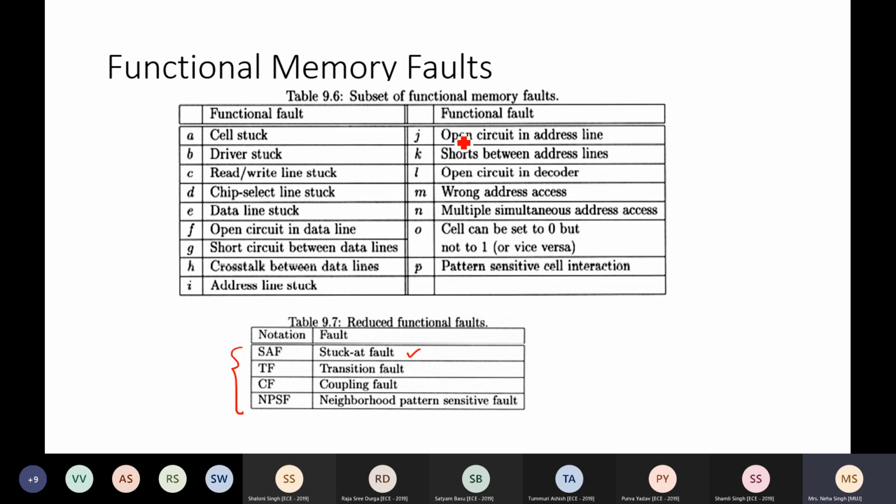Suppose J is an open circuit in the address line. Open circuit in the address line means it is not able to identify that address line, so it is not able to identify that chip location. So again, whatever value that chip had, it will be fixed. So again, this is a form of stuck at fault. Therefore, we can collapse these many faults into 4 important faults: stuck at fault, transition fault, coupling fault, and neighborhood pattern sensitive fault. Today we will look into stuck at fault and transition fault. Tomorrow we will talk about coupling and neighborhood pattern.